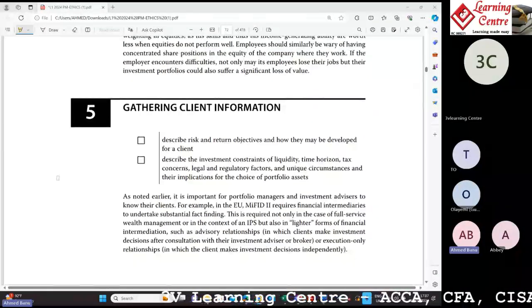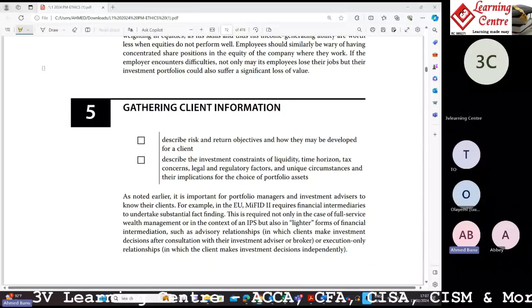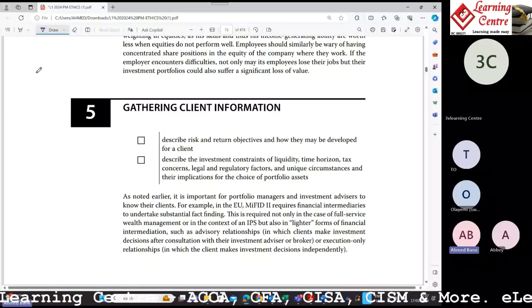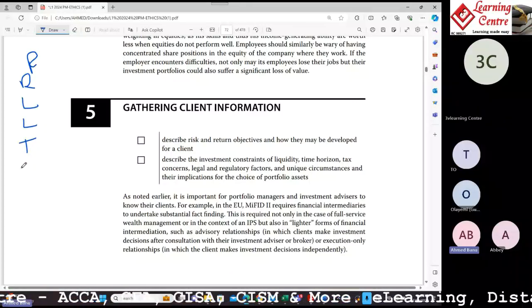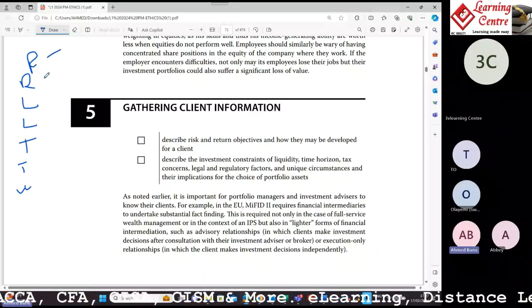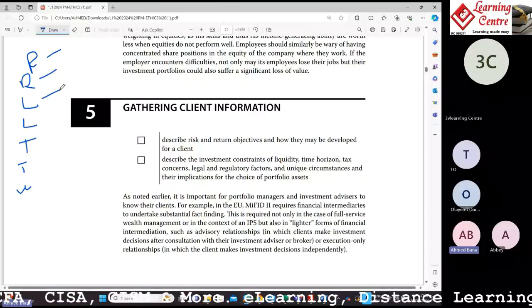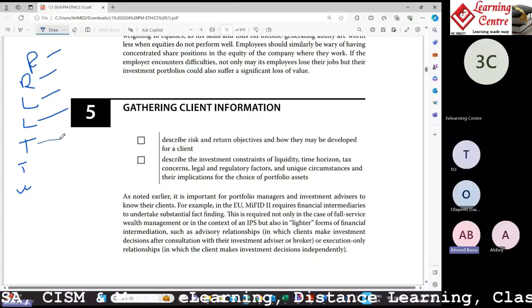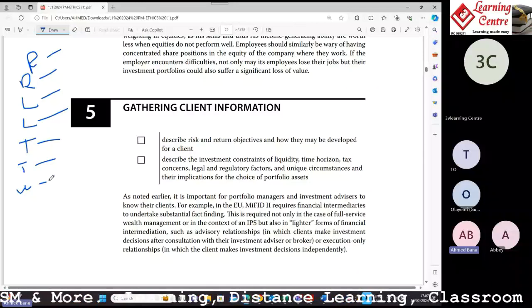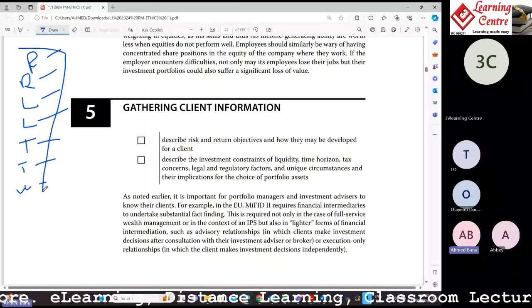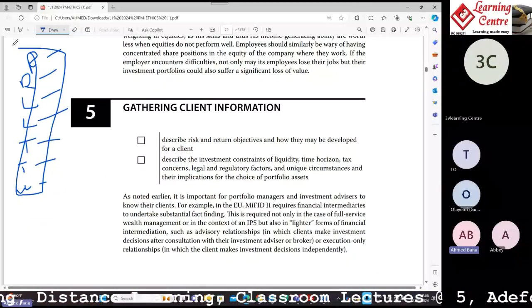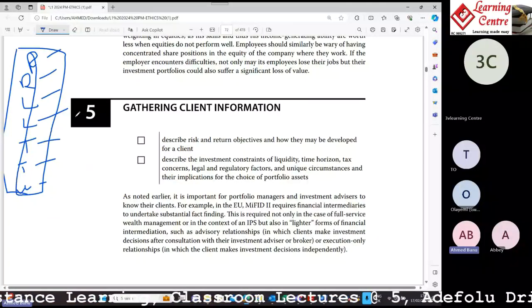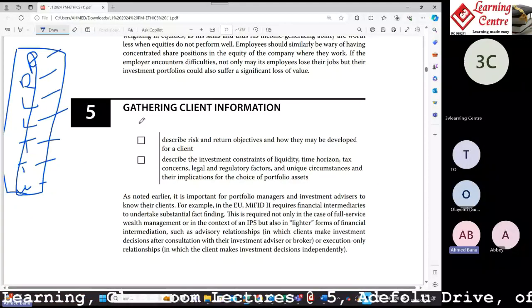So we've talked about investment objectives, we've talked about investment constraints. And this is what I always tell people: as easy as it is, you look at it as RRLLTTU. Risk objectives, return objectives, liquidity requirements, legal and regulatory, tax, time horizon, unique circumstances. If you have this, you can never forget investment objective and constraints.